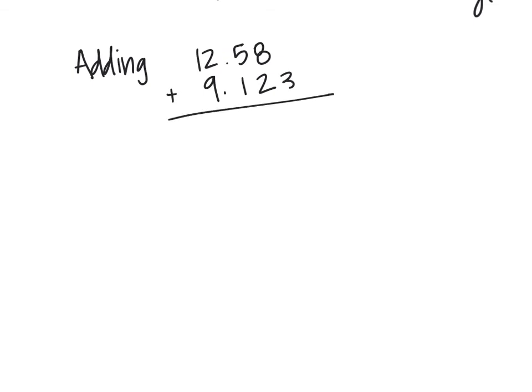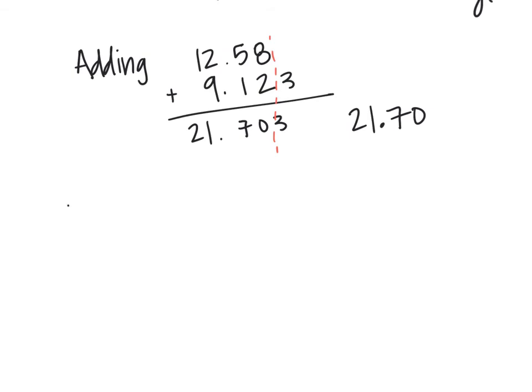So if we want to add two things together, 12.58 plus 9.123. We're going to add these two numbers together. 12.58 plus 9.123 gives us 21.703. Now, I like to think about the fact that we're going to clip it off after the end. So our final value in this case is 21.70. So that's how you would add them together.